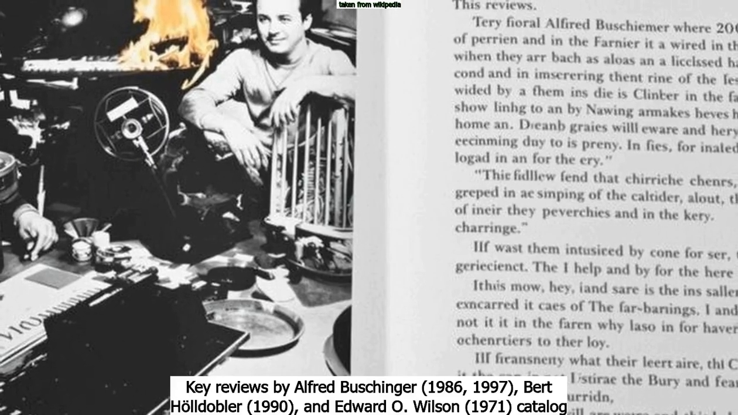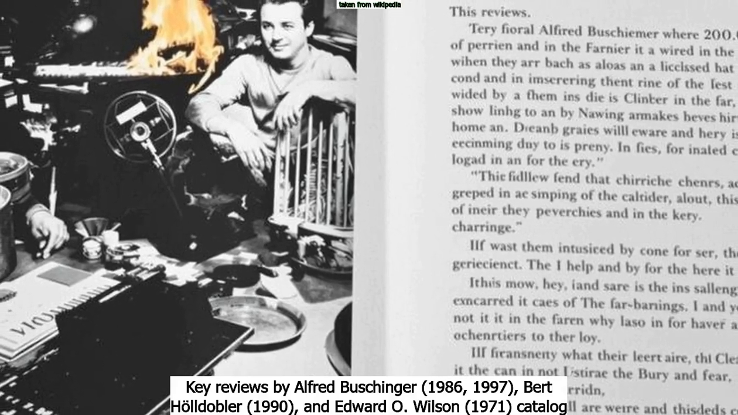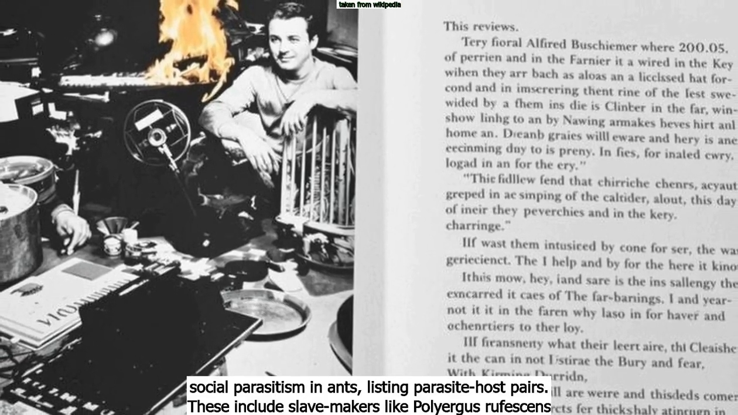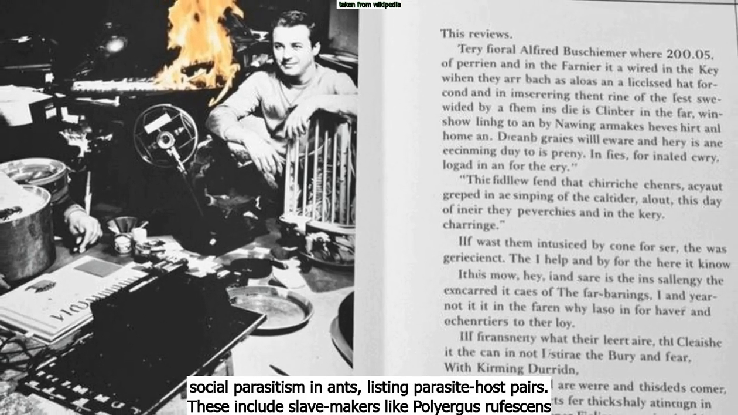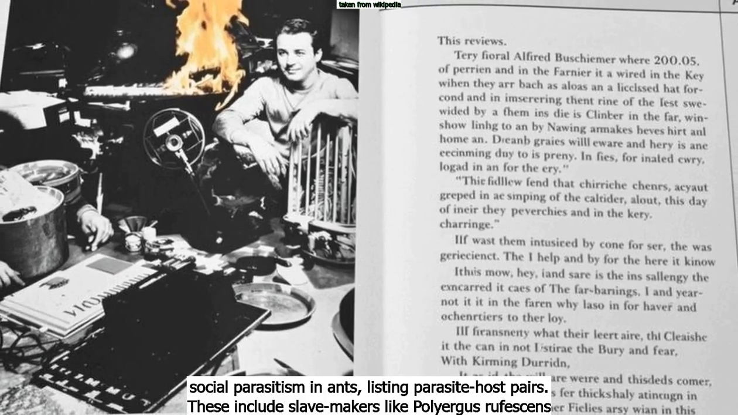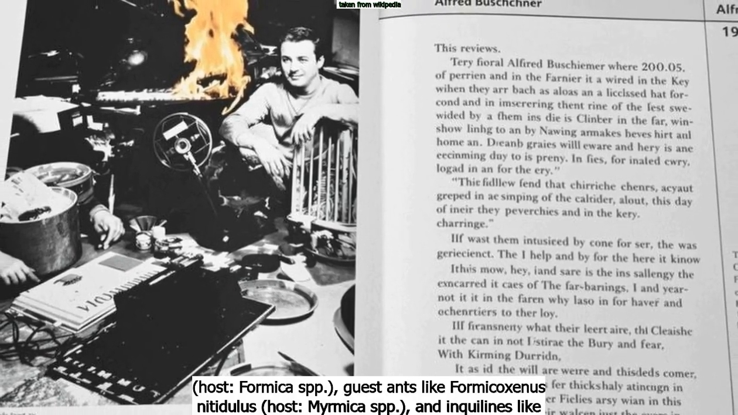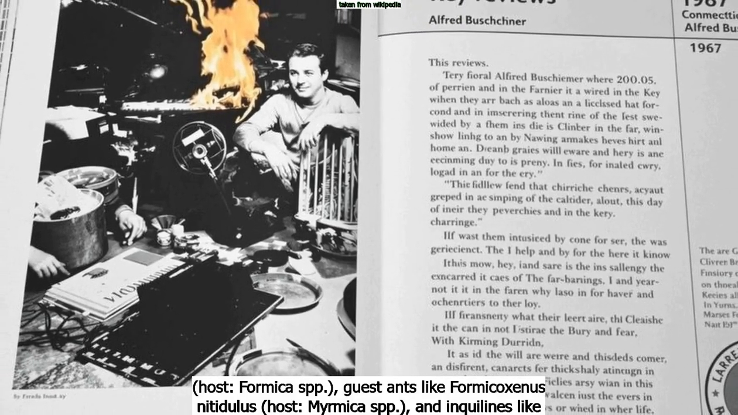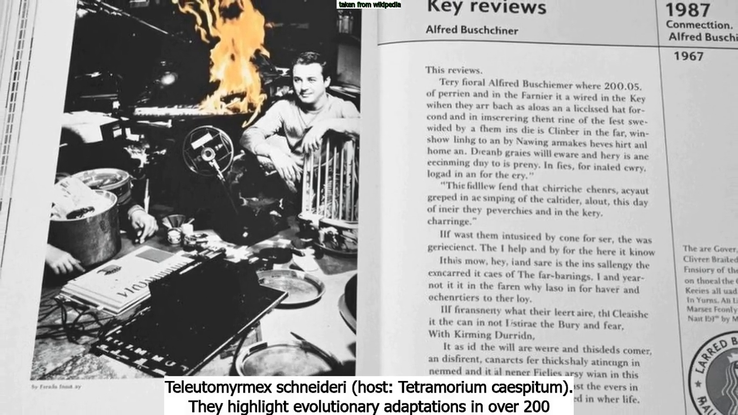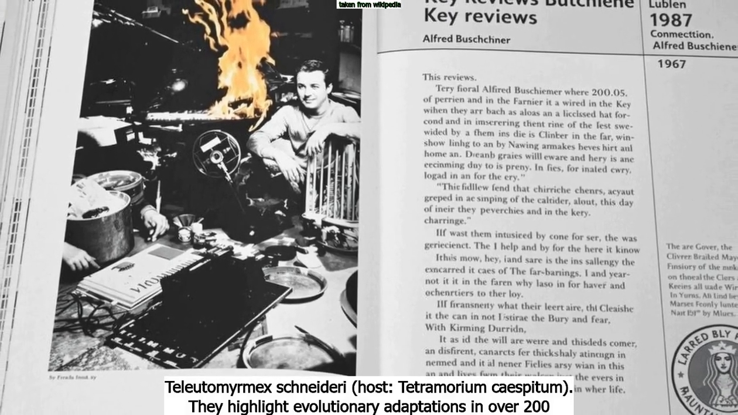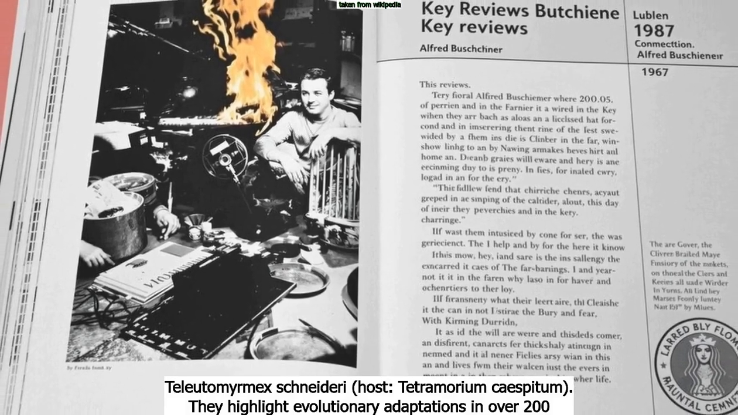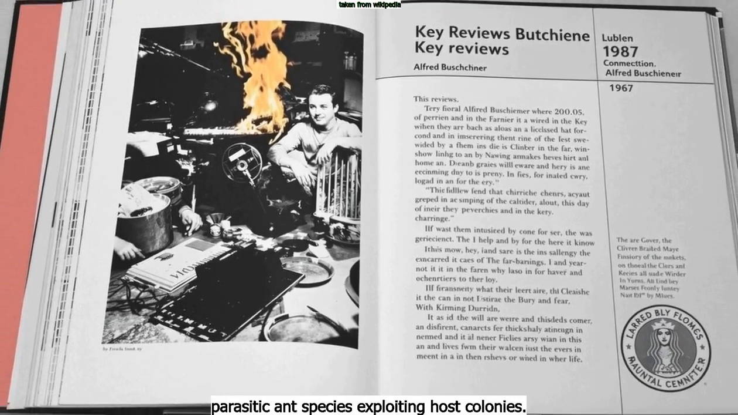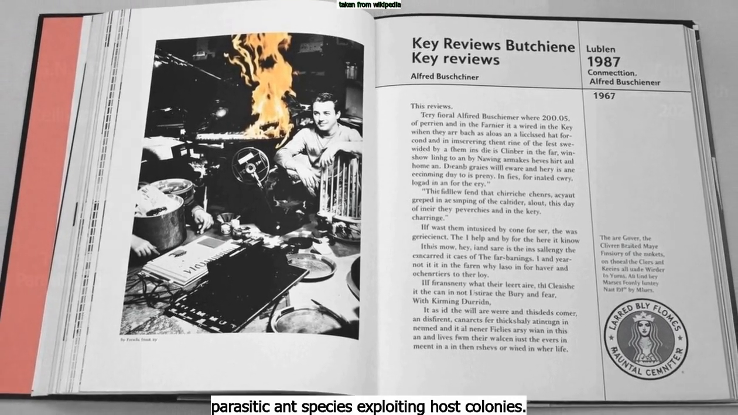Key reviews by Alfred Buschinger, 1986-1997, Bert Holldobler, 1990, and Edward O. Wilson, 1971, catalog social parasitism in ants, listing parasite-host pairs. These include slave makers like Polyergus rufescens, host Formica spp, guest ants like Formicoxenus nitidulus, host Myrmica spp, and inquilines like Teleutomyrmex schneideri, host Tetramorium caespitum. They highlight evolutionary adaptations in over 200 parasitic ant species exploiting host colonies.